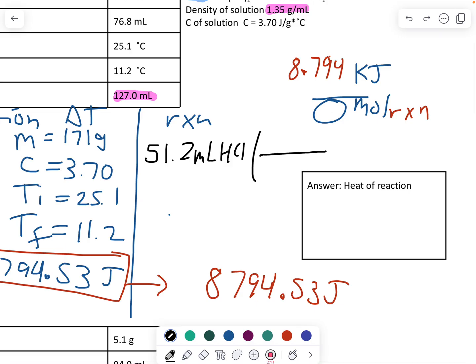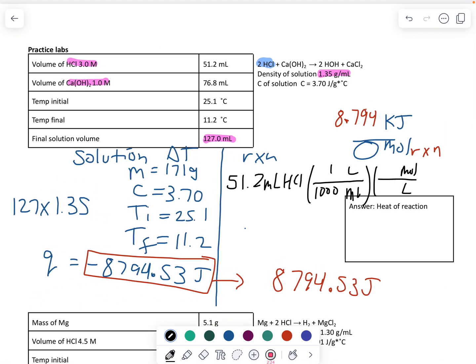So I can go from mils to liters using the memorized conversion of 1,000 mils to 1 liter. And then I can go from liters to moles when I have a solution. So in this problem, I have a 3 molar hydrochloric solution right there. So my relationship is 3 moles for every 1 liter. That got me to moles of hydrochloric.